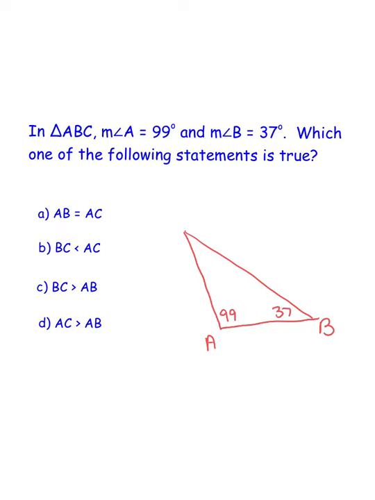Then what we're going to do is quickly find out angle C. So I'm going to do 180, because there's 180 degrees in a triangle, minus 99, minus 37, and I get 44 for angle C. Now it says which of the following statements is true? First one says that side AB is equal to AC.